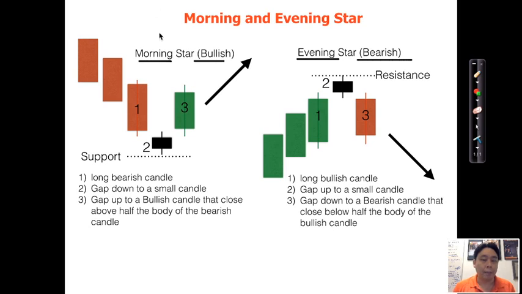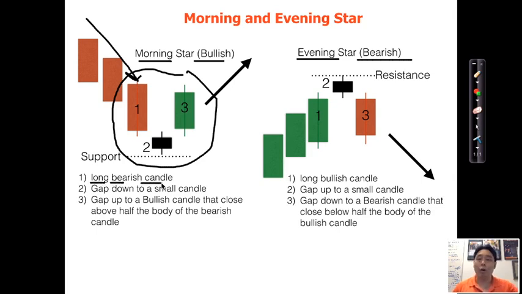So the morning star appears at the bottom of a downtrend or the bottom of a retracement. Okay, and it consists of 3 candles, right? The first candle should be a long bearish candle, which is at the end of a sell-off, right? So you've got that last bearish candle. We'll call that candle 1, okay?